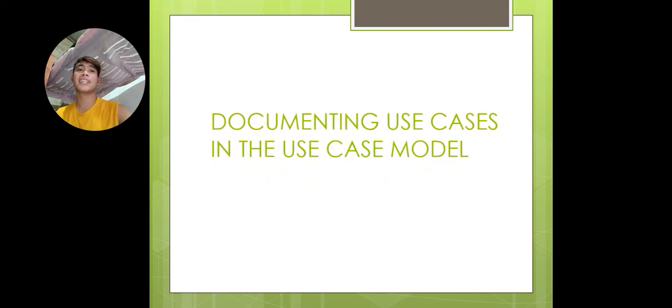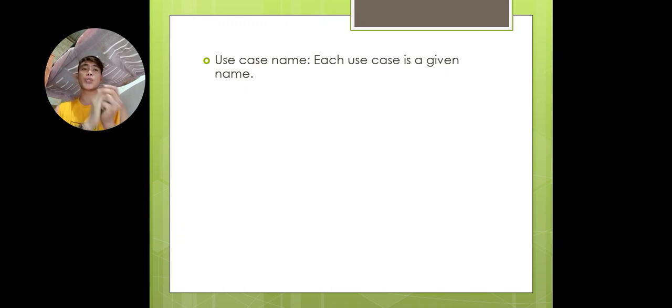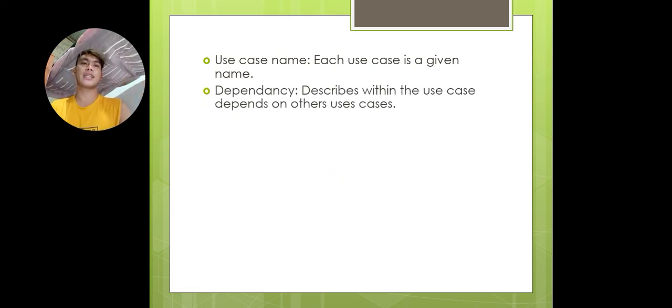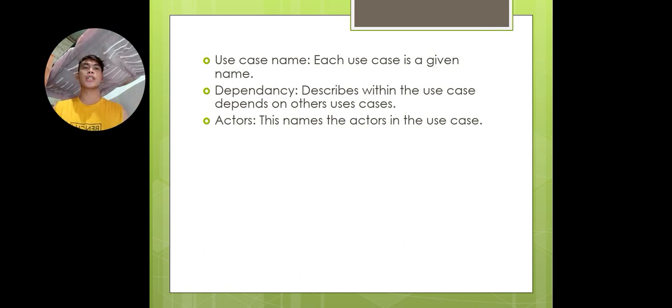Okay, so the next one is documenting use cases in the use case model. Murag ubay-ubay di sila. So the first one is use case name. Each use case is given a name. And the second one, dependency. This describes whether the use case depends on other use cases. Number 3, actors. This names the actors in the use case.